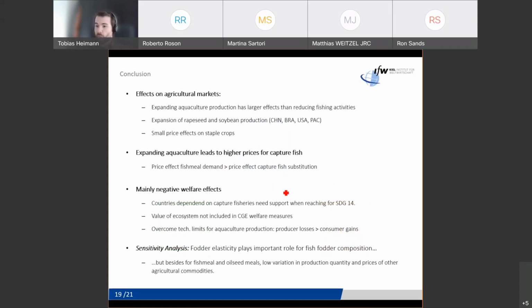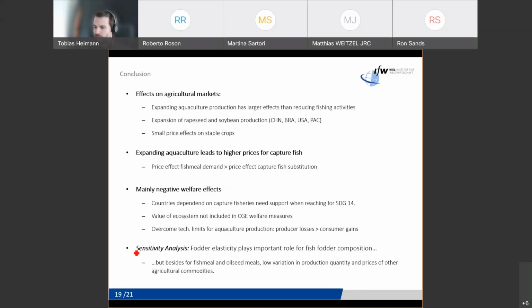Just to summarize, we see effects on agricultural markets. For example, expanding aquaculture production actually has larger effects on agricultural markets than when we reduce fishing activities. Furthermore, the strongest effects are on soybean production and rapeseed production. Another important point is that expanding aquaculture leads to higher prices for capture fish in our model, so it doesn't relieve pressure on wild fish stocks. And we have mainly negative welfare effects for the aquaculture producing regions, while the fodder producing regions and the aquaculture net consumers are gaining.